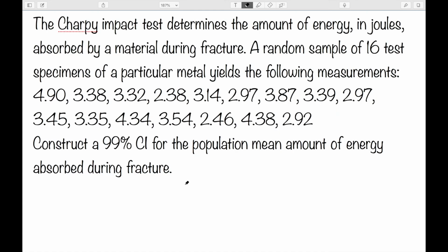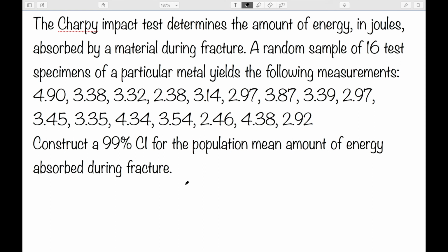Let's look at this example here. The Sharpie impact test determines the amount of energy, in joules, absorbed by a material during fracture. A random sample of 16 test specimens of a particular metal yields these measurements here. And I want to construct a 95% confidence interval for the population mean amount of energy absorbed during a fracture.